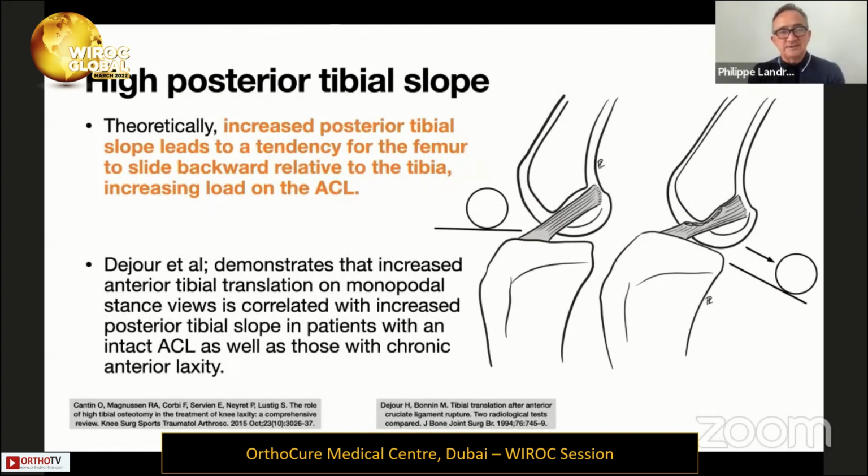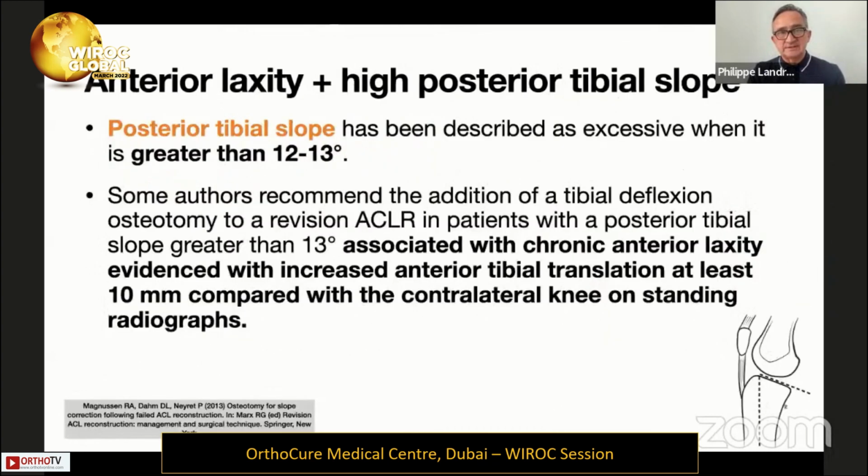And already in the past, Henri Dejour in France demonstrated that increased anterior tibial translation on monopodal stance views was correlated with increased posterior tibial slope in patients with an intact ACL, as well as those with chronic anterior laxity. So it has an effect on normal ACL or, of course, on deficient ACL. The posterior tibial slope is described as excessive when it is greater than 12-13 degrees.